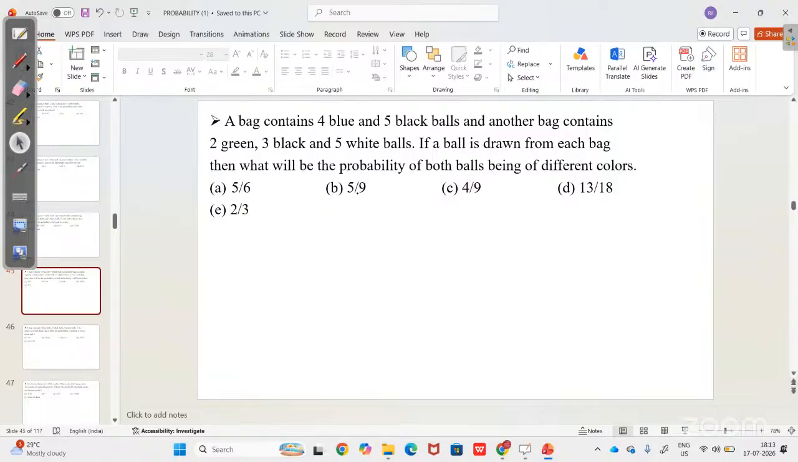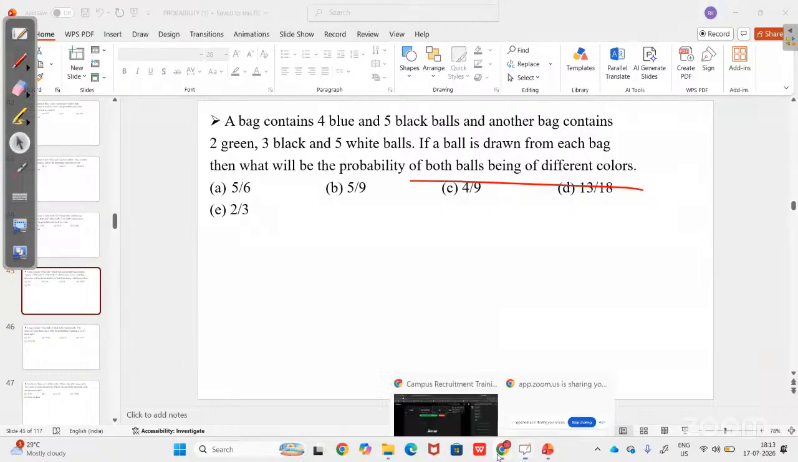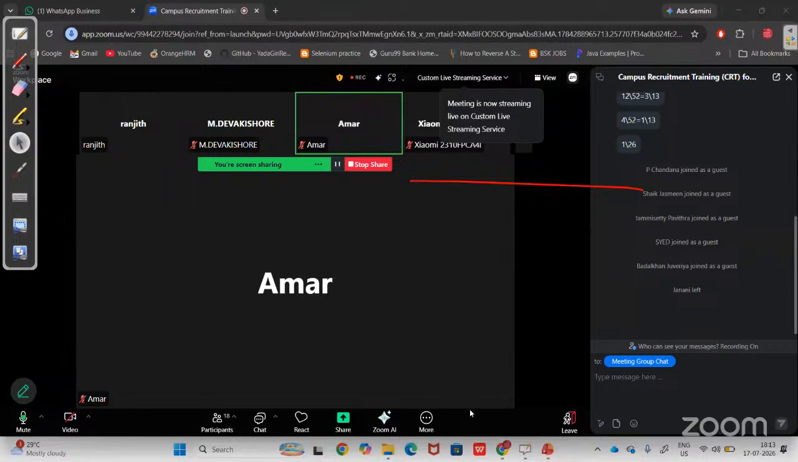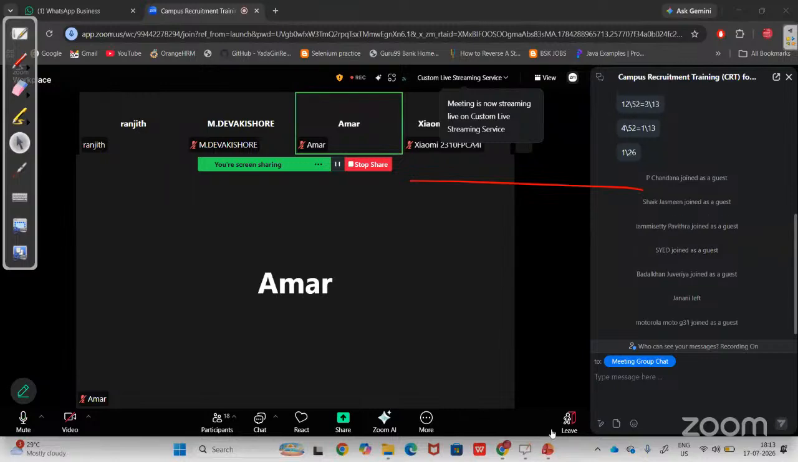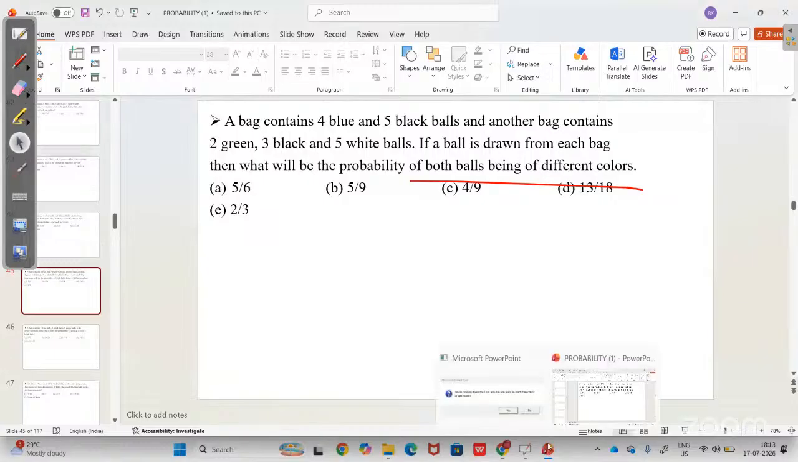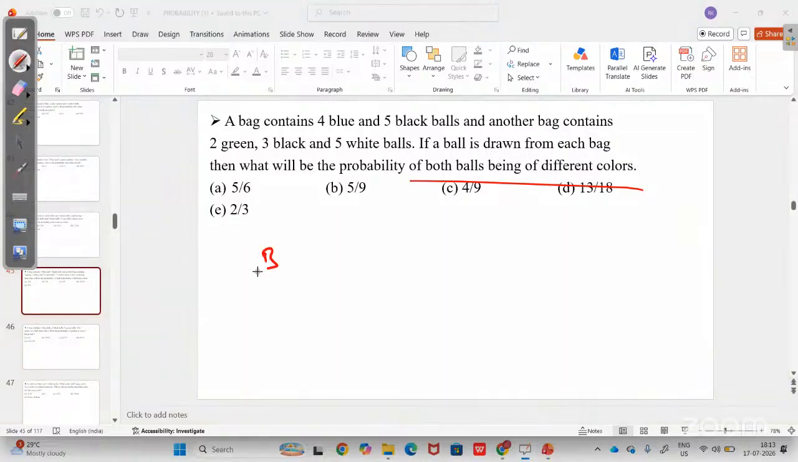Next. A bag contains 4 blue, 5 black. Another bag contains 2 green, 3 black, 5 white. If a ball is drawn from each bag, then what is the probability of both balls being of different color? So what are the possible cases we are having? The first bag contains 4 blue. So that will be blue, and the second one will be green.